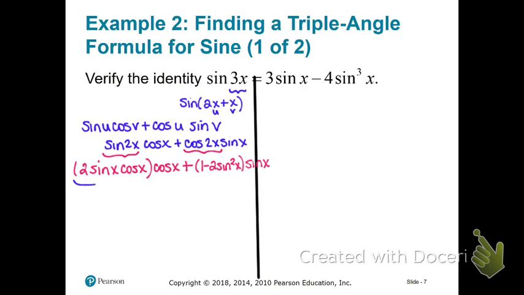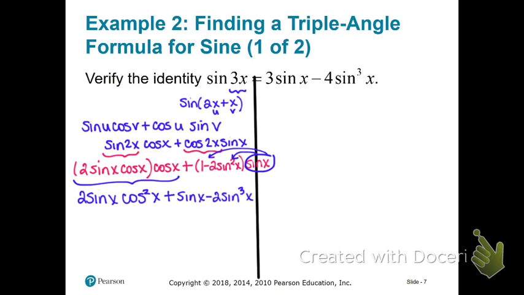All right, so look at our first term here. This is all being multiplied, isn't it? So we have 2 sine of x, and then cosine times cosine, so I'm going to go ahead and write that as cosine squared. Plus, on this other side here, we have what's in parentheses times sine of x. So let's distribute our sine of x. And so that's going to make that sine of x minus 2 sine cubed of x.